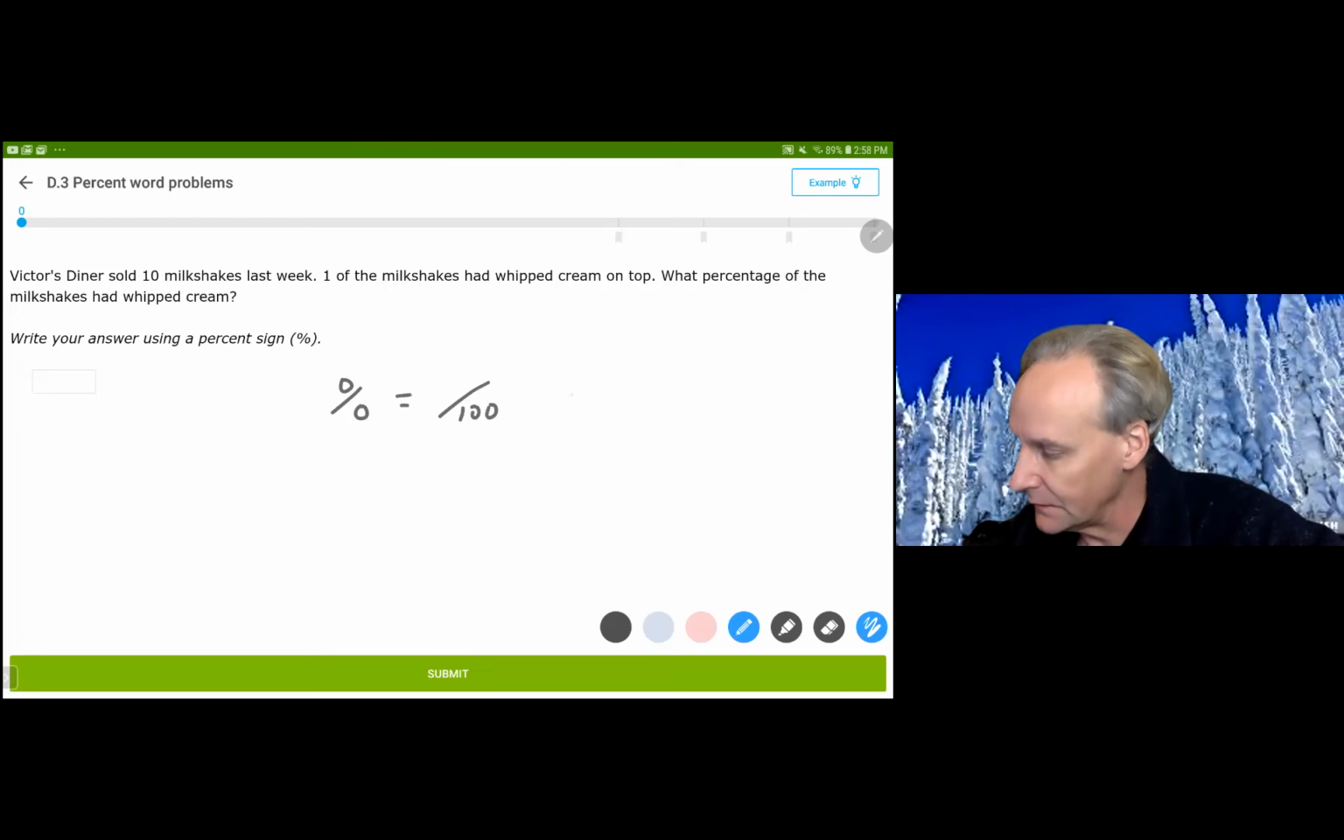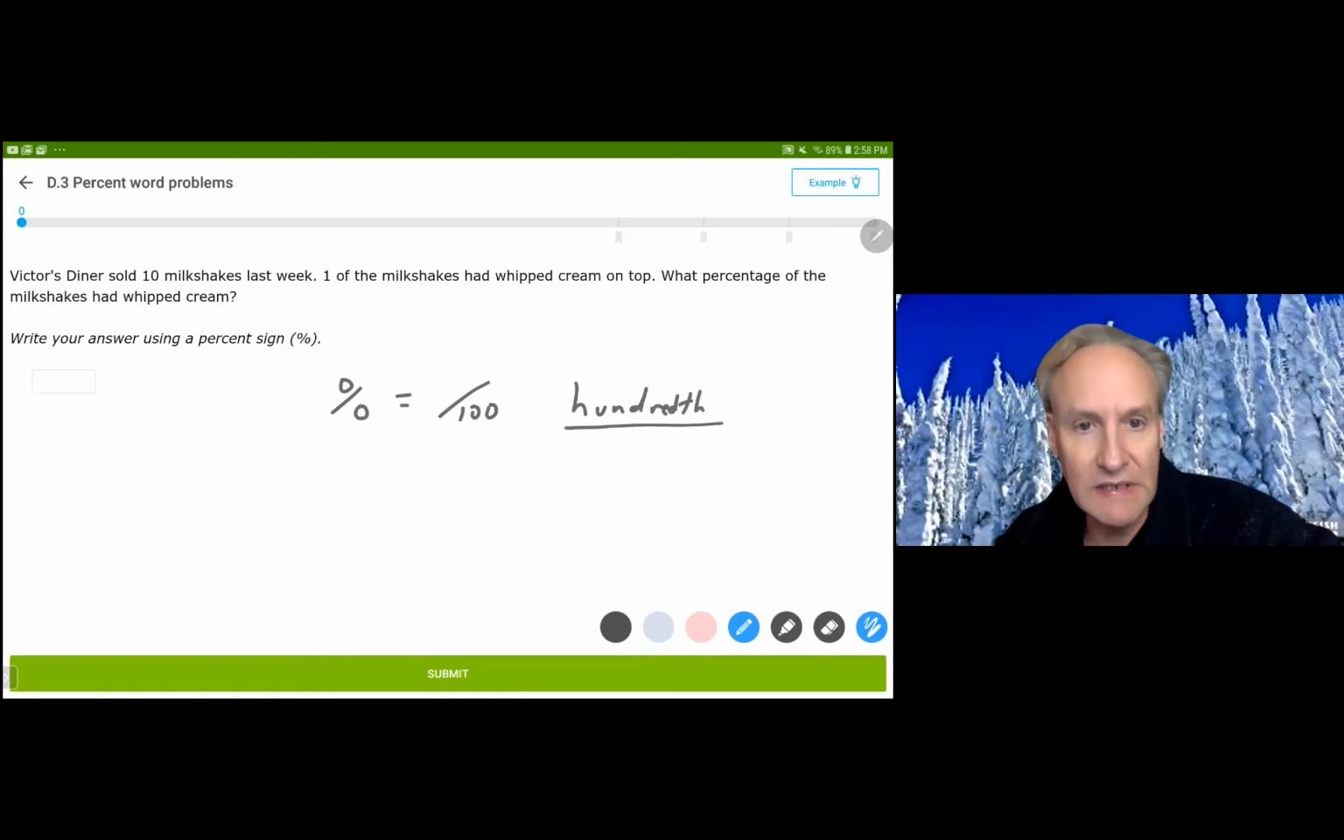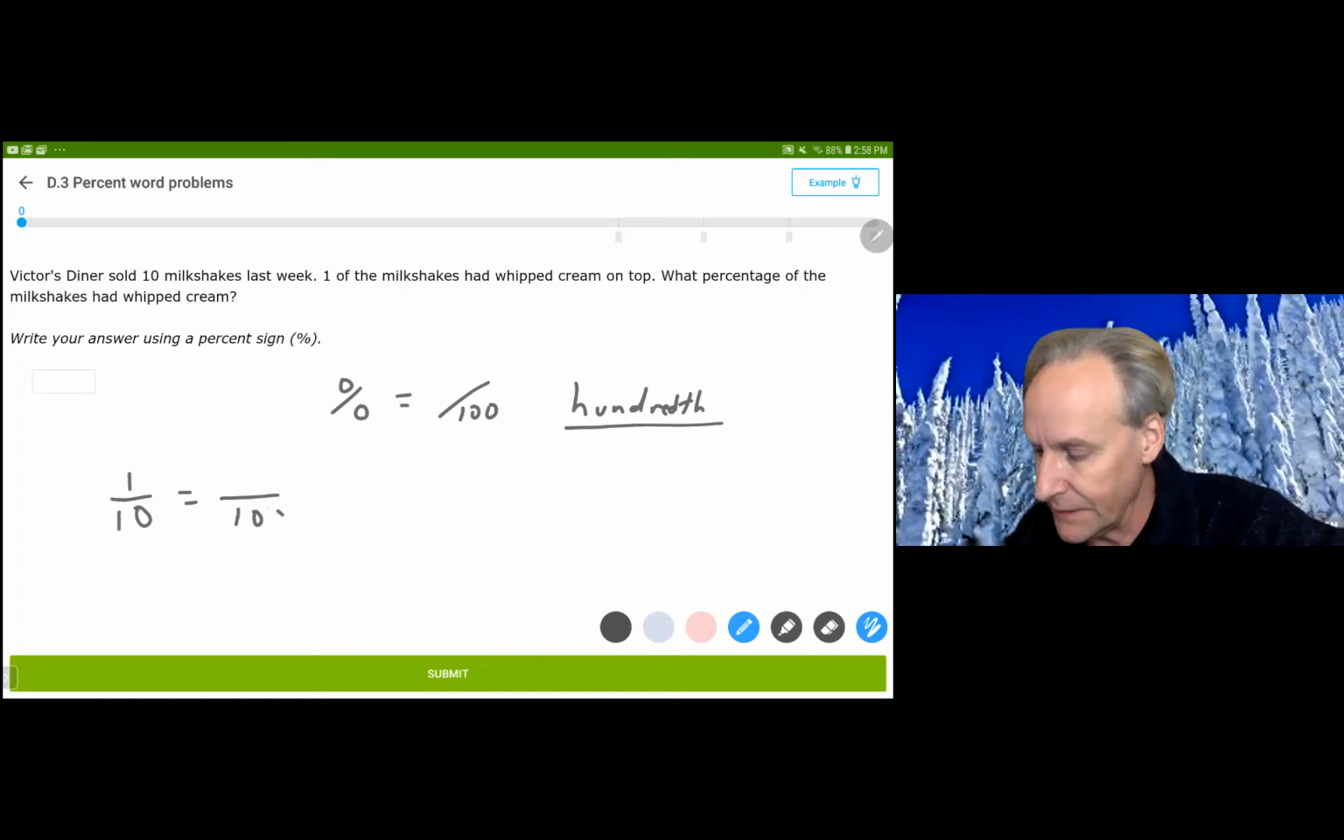Hundredth is another way of saying it, and it means the same thing. In this case, we have 1/10. And the question is, what hundredth is that? In order to make that change, I just multiply by 10 over 10. And of course, I'm talking about 10%.